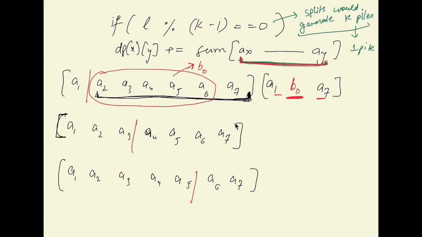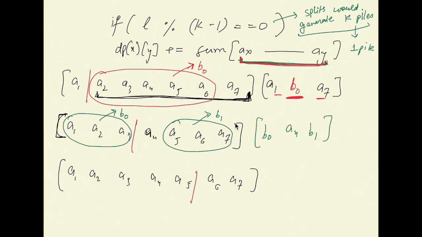So in this case, this sub problem, since it has only 3 elements, will store the cost of merging this, which let's say b0, and this sub problem will contain the cost of merging 3 of these, which can be any 3 of these. Let's say these 3, let's say b1, and then we'll get b0 a4 b1. So this cost, to obtain this b0 a4 b1, is already covered by dp x to mid plus dp mid plus 1 to I.